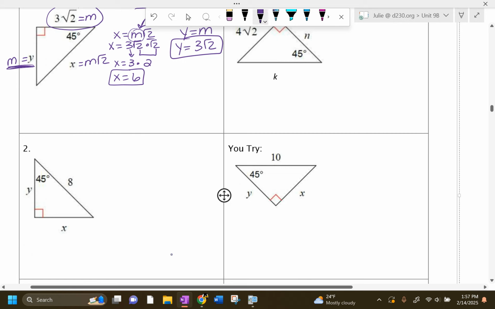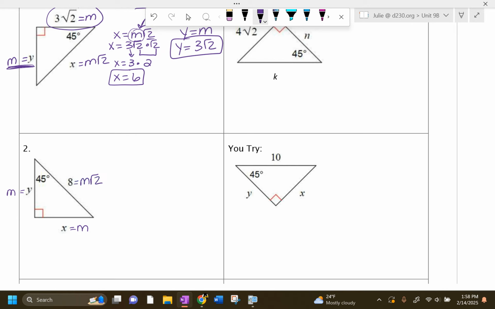All right, number 2. X is m, y is m, because those are both the legs. 8 is m square root 2. That's the hypotenuse. All right, so now I have m square root 2 is equal to 8. I have to get the m by itself, so I'm going to divide both sides by the square root of 2.